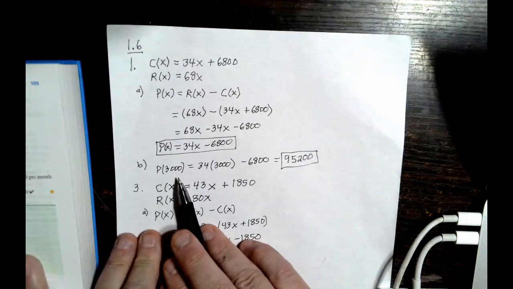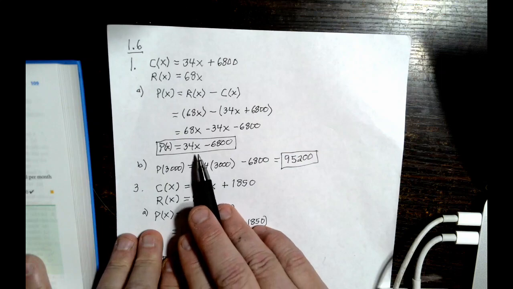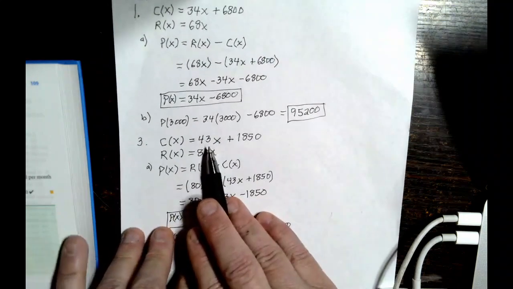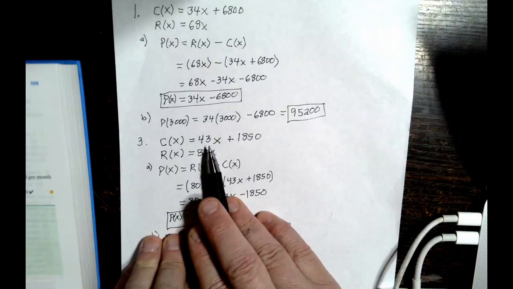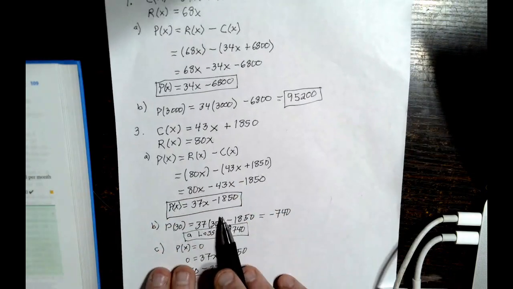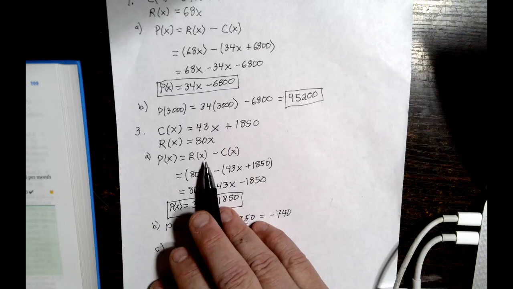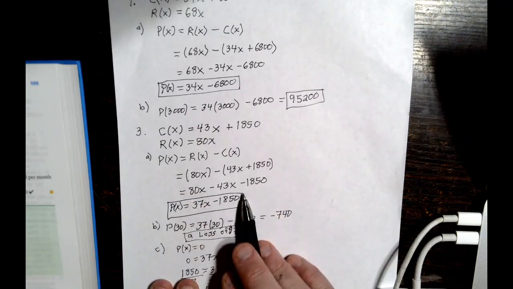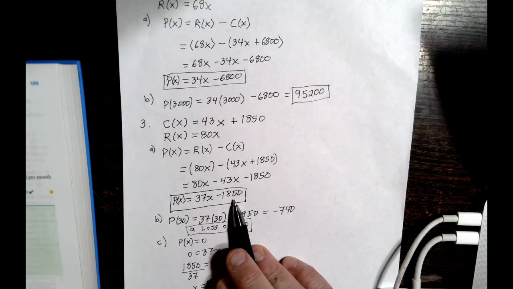Now B says, how much profit on 3,000 items? Well, you plug in 3,000 in for x, and you get 95,200. Number 3, same thing. They give you the two and they ask you what's the profit. So you say revenue minus cost. Remember to distribute that negative. Combine like terms. There you go.